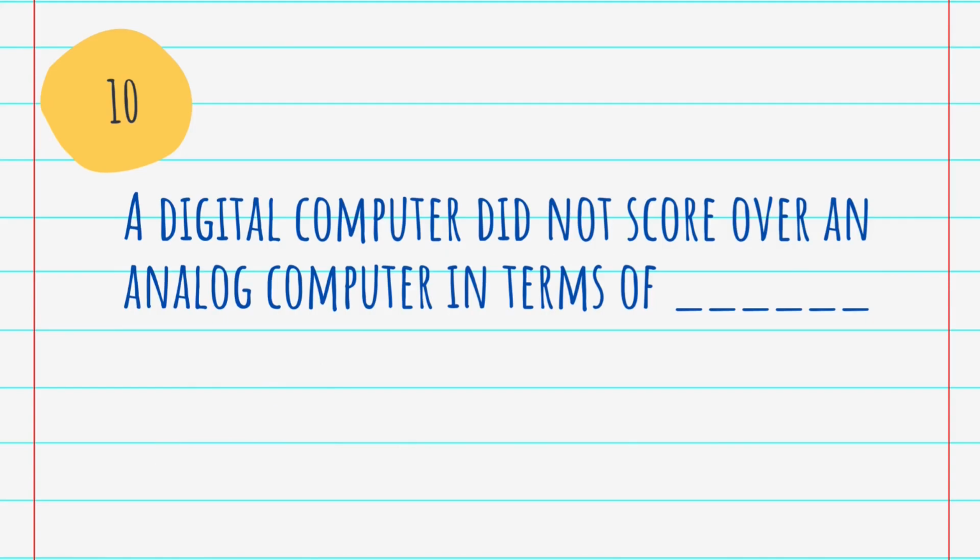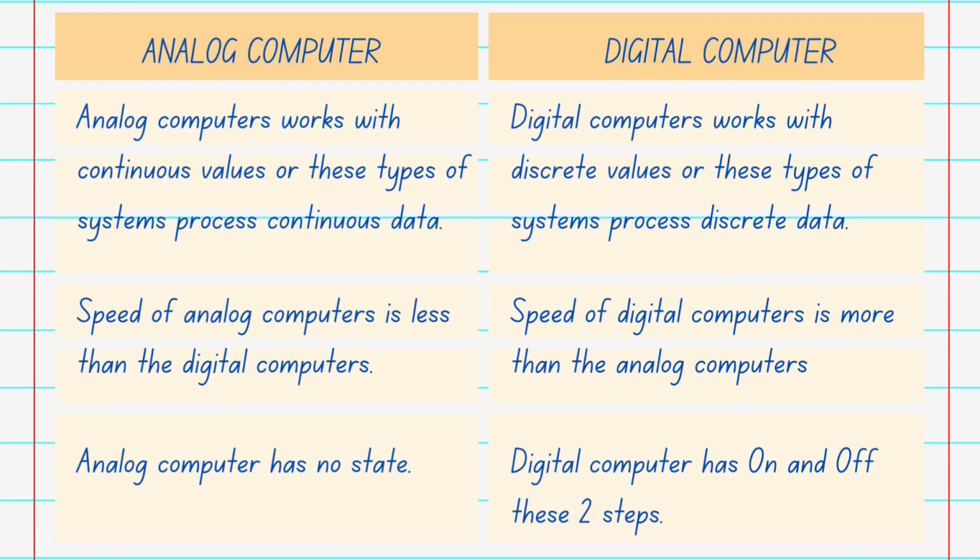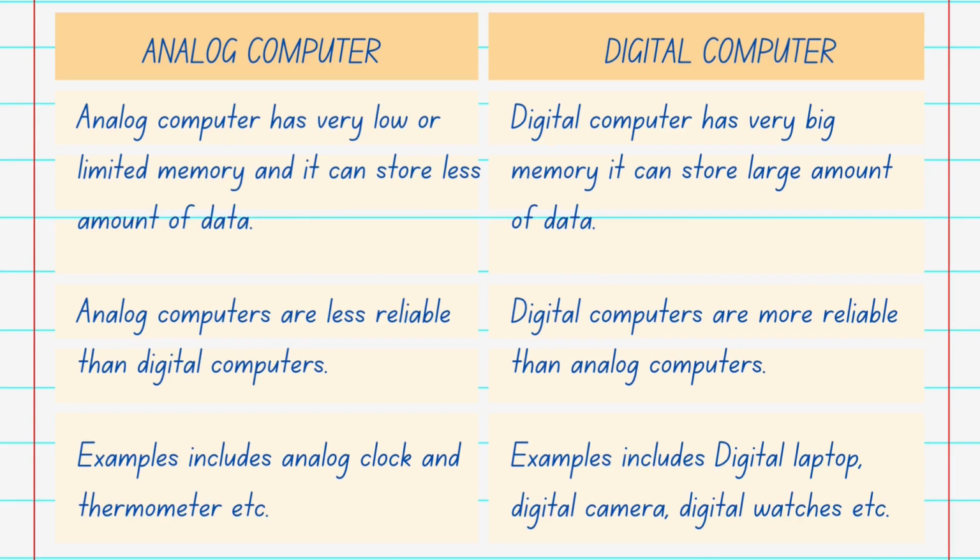Question number 10. A digital computer did not score over an analog computer in terms of dash. Answer is accuracy. Analog computers work with continuous values, or this type of system processes continuous data. Analog computers are limited in accepting problems. They can never be extremely accurate. Digital computers work with discrete values or process discrete data, and the main three components of digital computers are input, processing and output. The first digital computer was designed for numerical computation in the late 1940s.